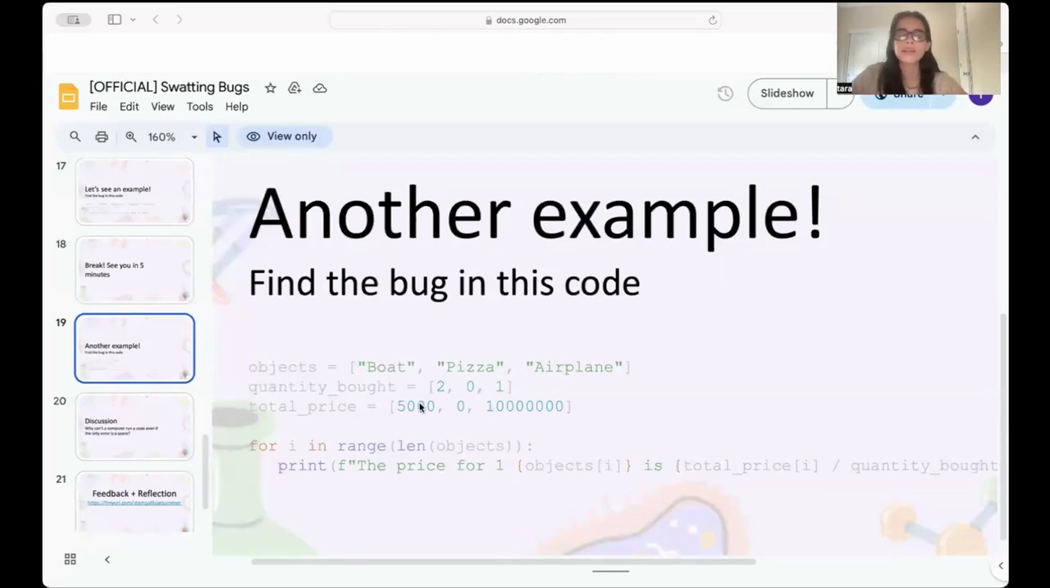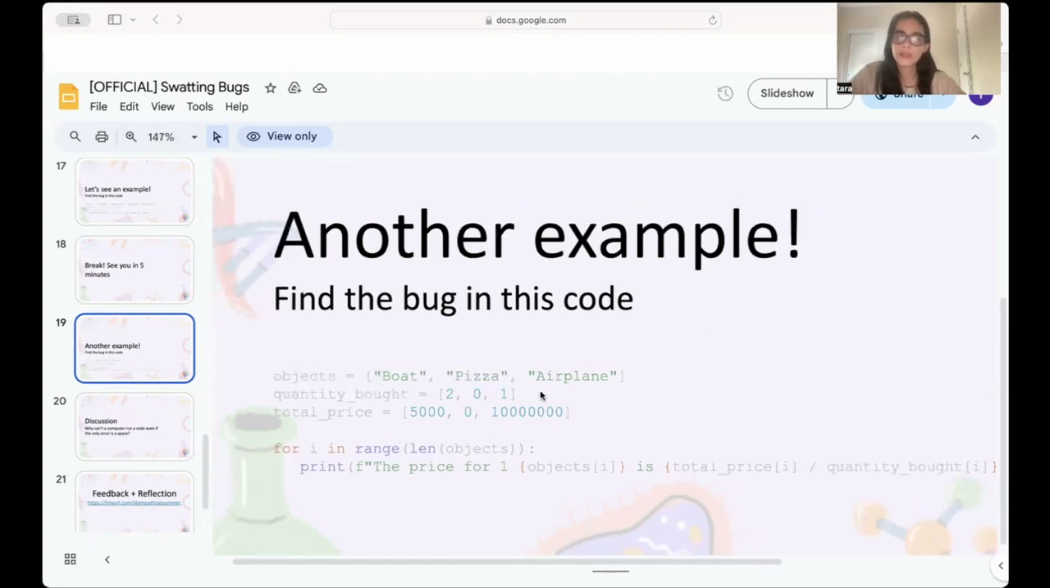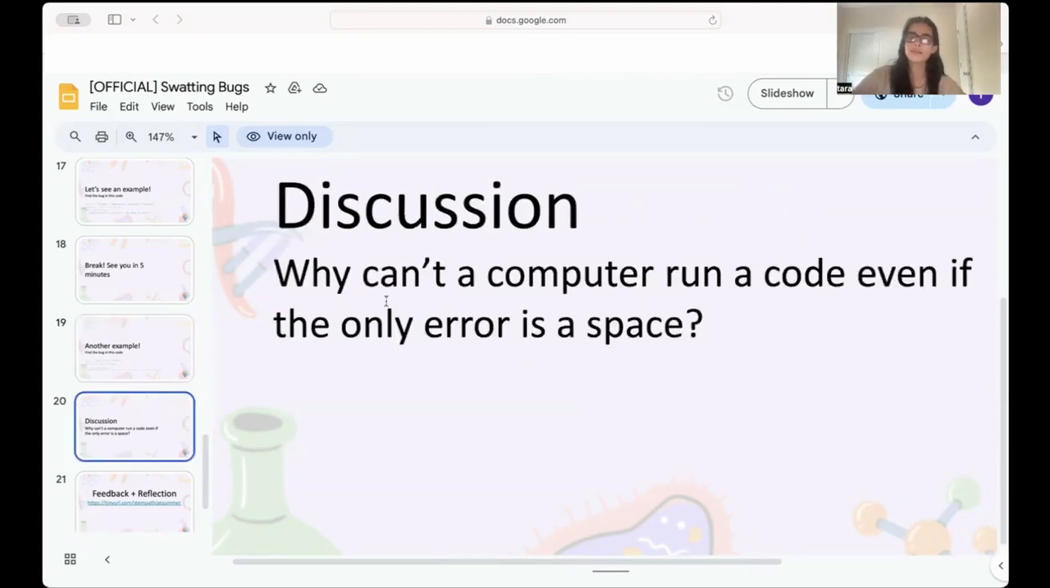Because if you think about it, let's say we try putting 5,000 divided by 0. What's that going to do? It's going to be like, no, I can't do that because you can't divide by 0. So that's the problem with this code. It was kind of in the list, but also in the way we're working with that list. So that's a key thing to remember. And that's it. So now we're on to the discussion.